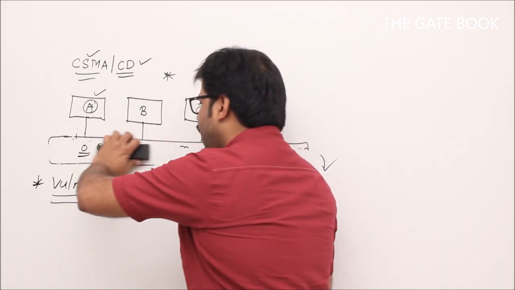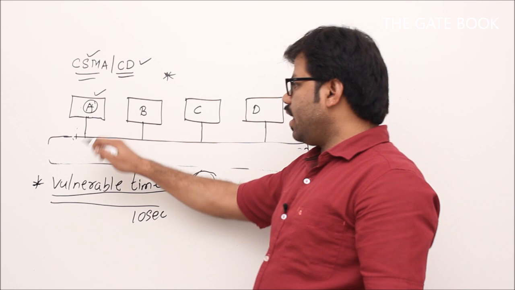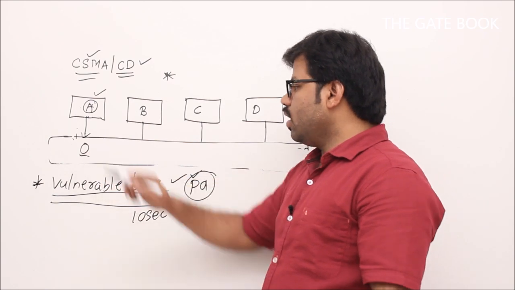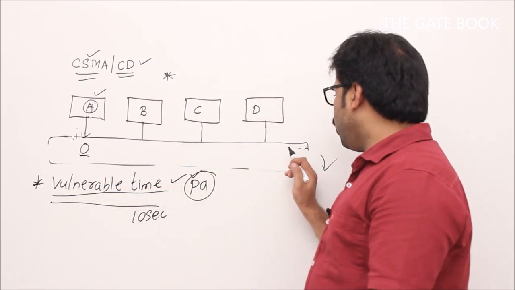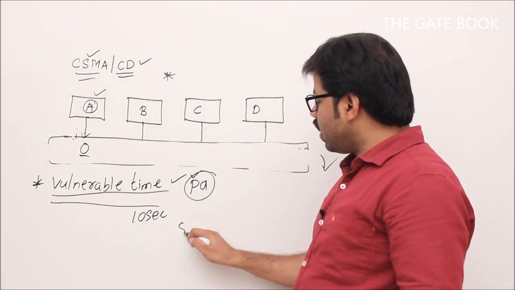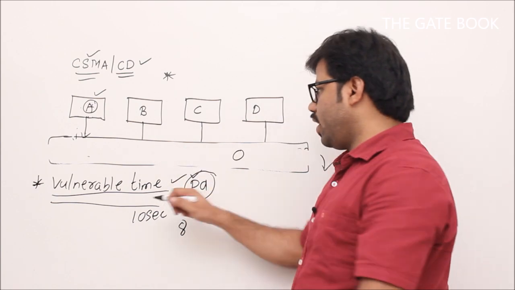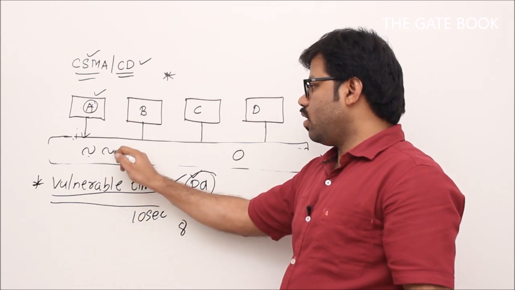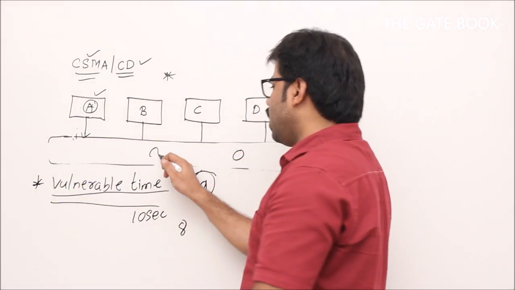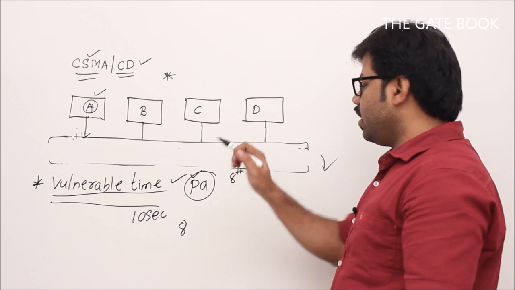Let's take the propagation delay as 10 seconds. When station A puts the first signal, the 0, onto the line at time 0, then within 10 seconds it is going to reach the end and disappear. Before that it will be on the line. For example, at the 8th second you can spot this 0 here. Slowly this 0 propagates: at 0 here, at 1, at 2, then at 3 the signal might be here, at 4, at 5, and in that way at the 8th second it is coming here.